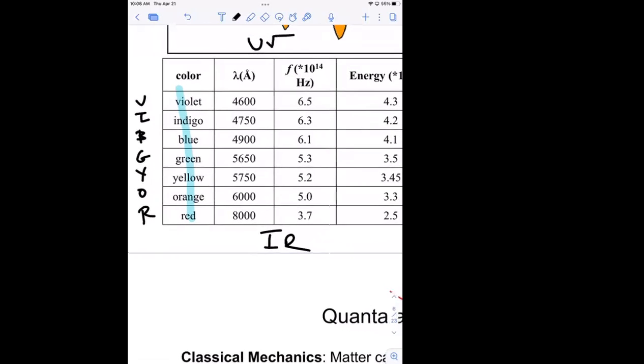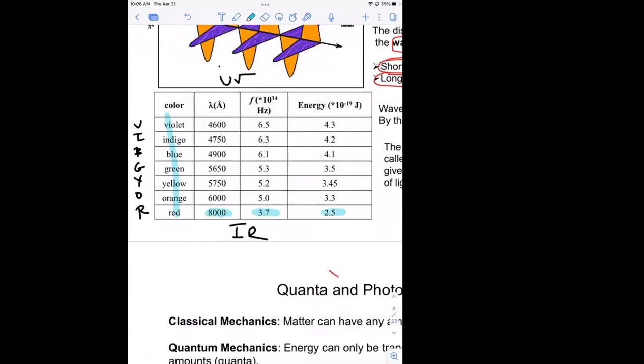And what you'll notice is, let's look at the difference in the frequency and the wavelength. So the wavelength here is 8,000 angstroms, and the frequency is 3.7 times 10 to the 14th hertz. And the energy is 2.5 times 10 to the minus 19 joules. We're going to talk about that shortly. And if you go up to orange, you can see the wavelength gets shorter and the frequency goes up.